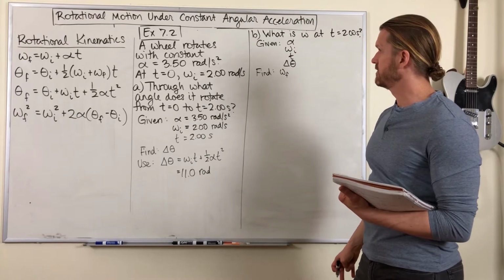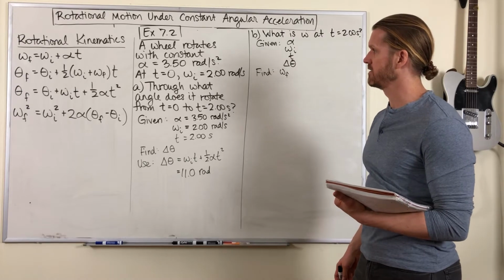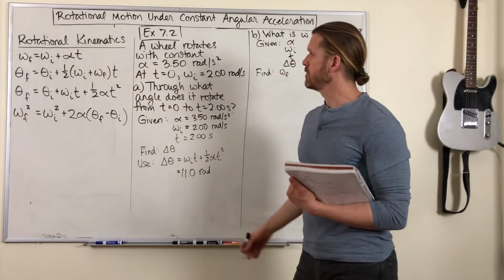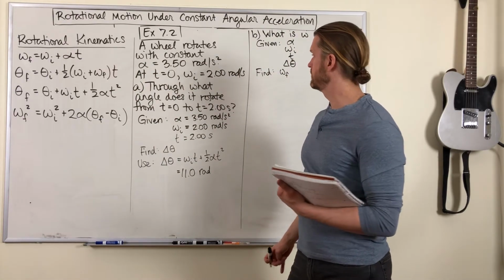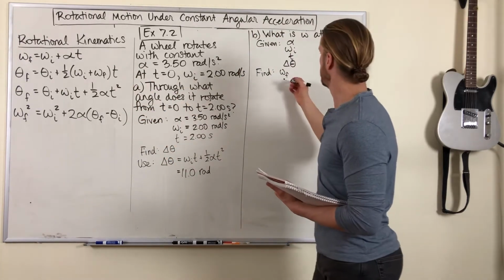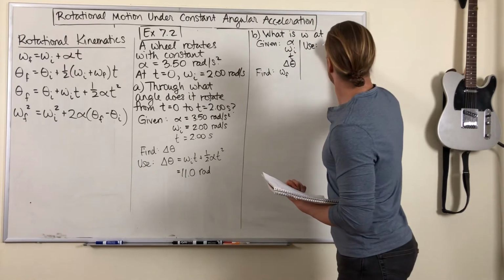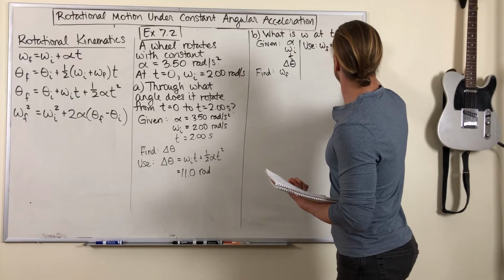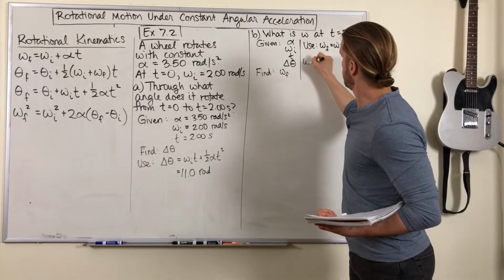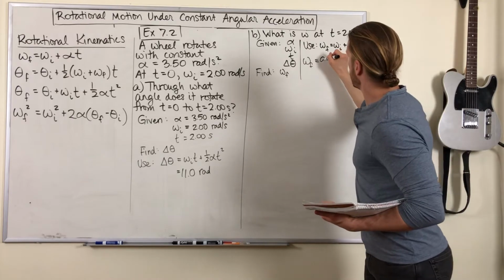That gives us several options, but I think the easiest one is the first kinematic equation. We could solve it using the second or fourth, but the first one will be simplest. So let's use omega final is omega initial plus alpha t, and you put in those numbers and you find it's 9 radians per second.